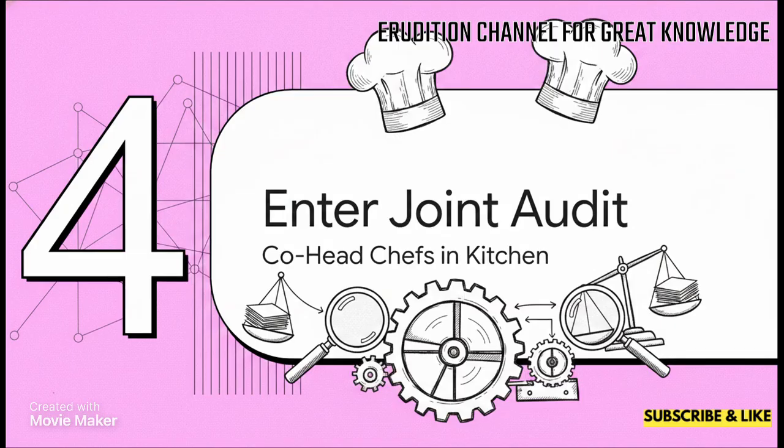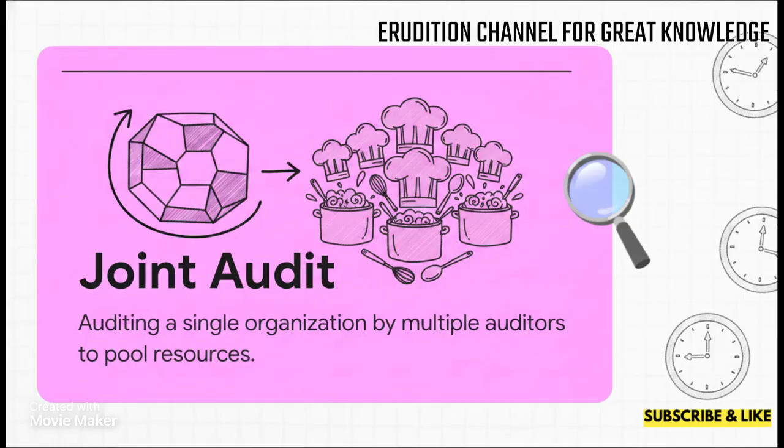Enter the joint audit. Co-head chefs in the kitchen. Okay, so what happens when a single organization is just way too large and complex, even at its core headquarters? We have to move from a geographic split to a division of sheer workload. By definition, a joint audit refers to conducting the statutory audit of a single organization using more than one auditor. Large companies with highly diversified business operations use this strategy all the time. The basic aim here is to pool the vast resources of multiple expert auditors to conduct the audit way more efficiently and in much less time.